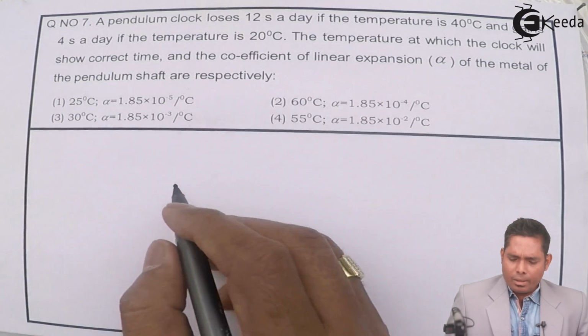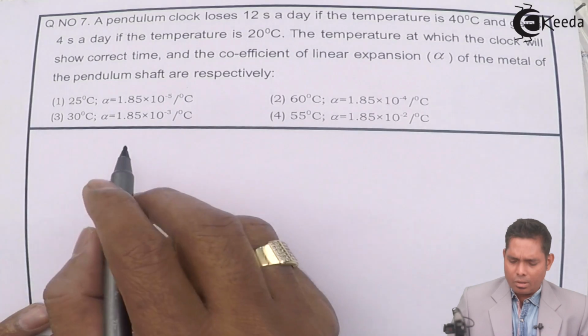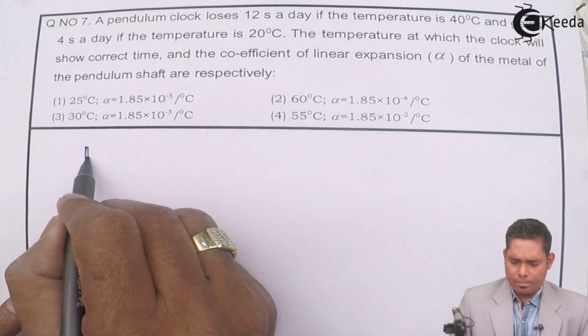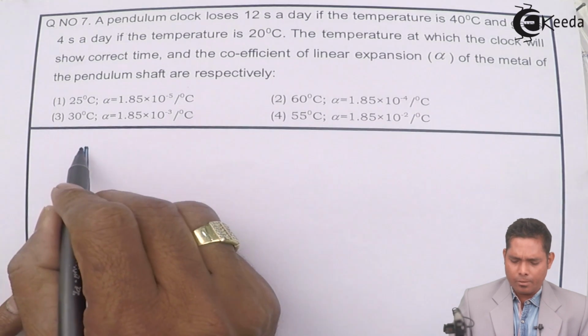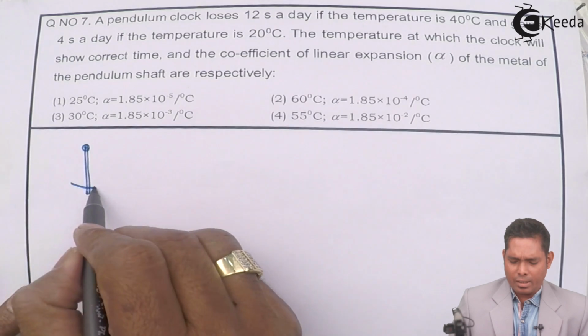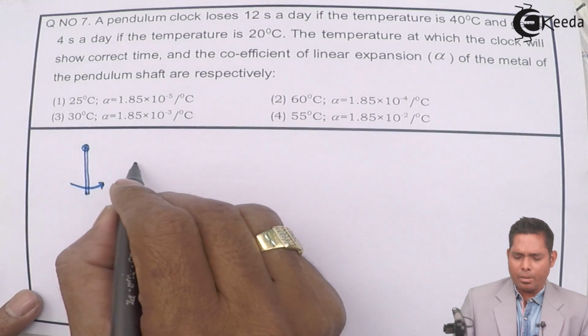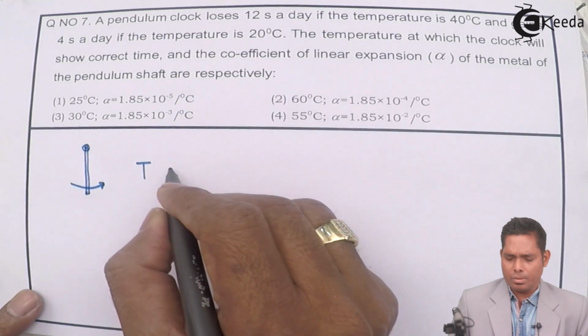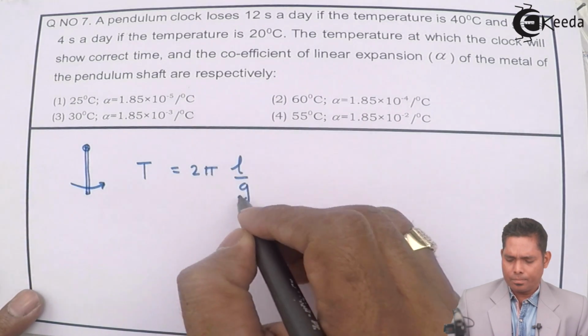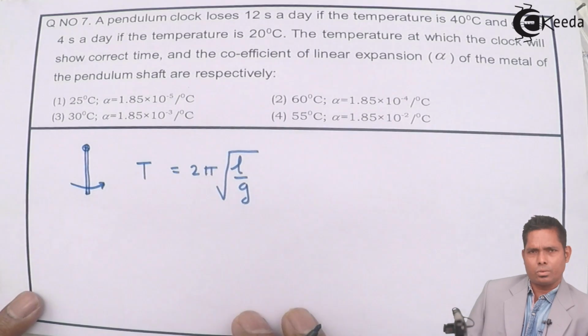To do that, first of all, we have a relation in the case of a pendulum. Even if it is a bar pendulum, it swings like that, and the time period of oscillation of this pendulum is T equals 2 pi root of L by g. This formula you can use.